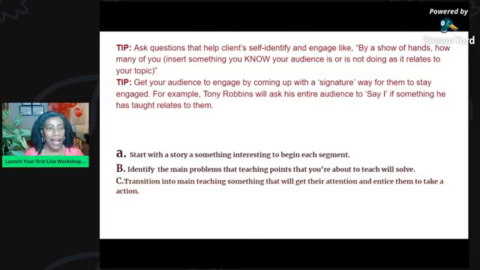Now, you have so many people out there that want to speak, how to get seen, how to be heard, how to write your first book. There are so many ways and reasons to have a workshop. Then transition into the main teaching point. This will get their attention and entice them to take action.